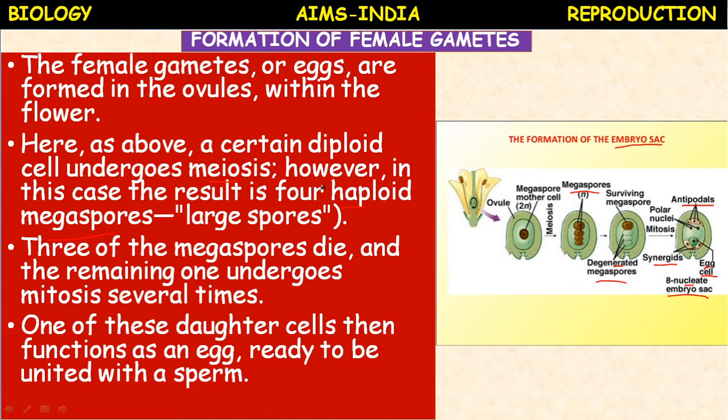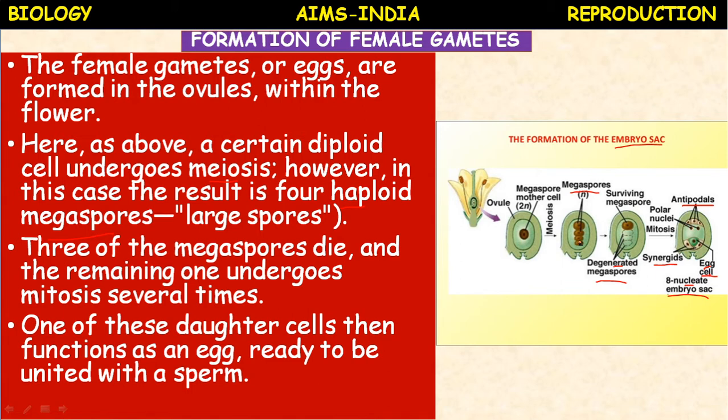In the micropylar region of the nucellus, a single megaspore mother cell undergoes meiosis to form 4 haploid megaspores. Here it is clearly mentioned: it undergoes meiosis and produces 4 megaspores which are haploid.